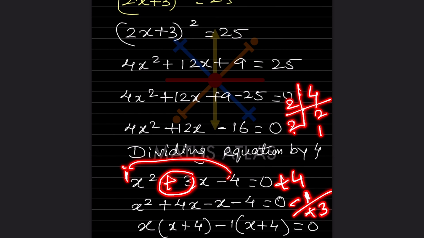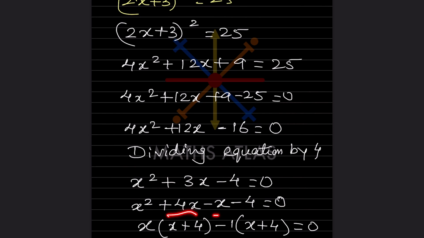So that is going to be plus 3. Hope you got this one. We are going to take both together, and 1. 4 ones are 4. Okay, now see here, this is important. So plus 4x minus x, so you get plus 3x. So this is minus 4.